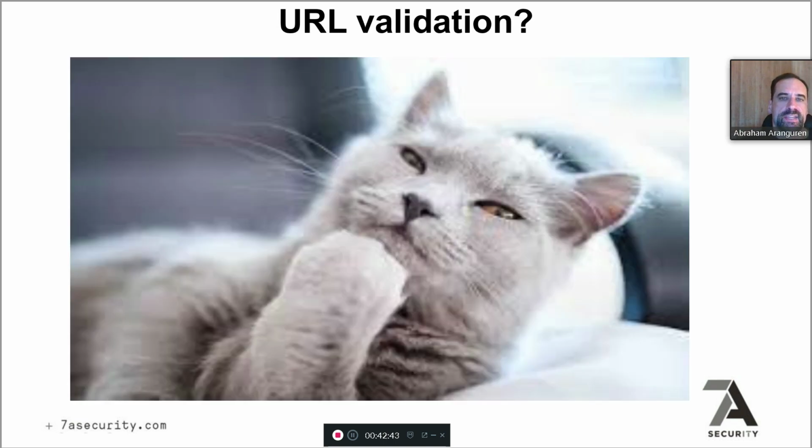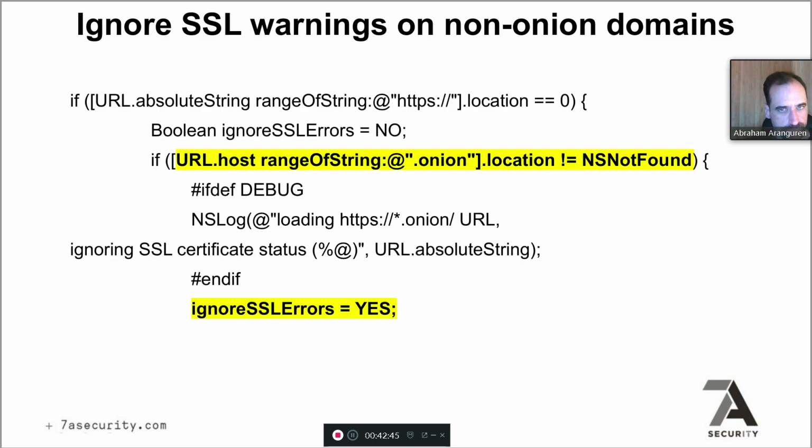Now, regarding URL validation, we're back to the Onion browser. So in this case, this was an error here. This is very common because it's checking that the URL host contains .onion somewhere, right? So location is different than not found. It's a little bit of a stupid comparison, which really means location is found, right? So basically, this is checking if .onion is found anywhere in the string.